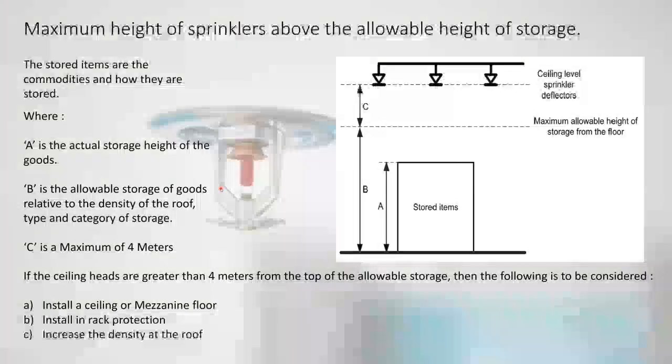If your C dimension is greater than 4 metres, you need to do something to deal with that. You can either install a ceiling or a mezzanine floor so that you're still achieving 4 metres, install rack protection, or you can increase the density of the roof.